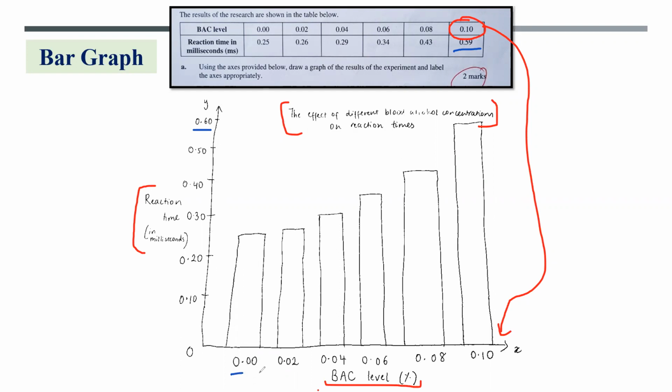So we can see 0.00 here corresponds to a reaction time of 0.25, which is quite quick. Okay, it takes less time, or the reaction time is essentially faster there. So you can see 0.25. I've made an approximate judgment that this is 0.25 because it lies between 0.20 and 0.30. And then I've drawn it up.